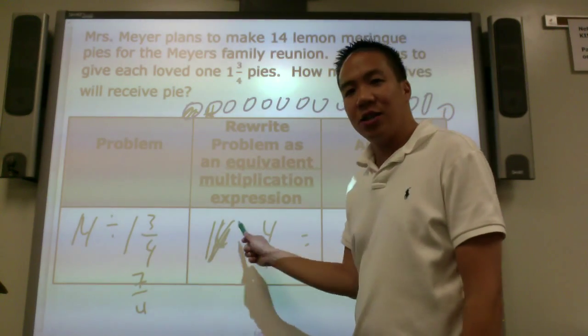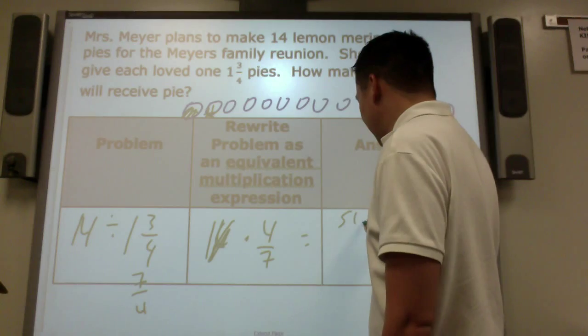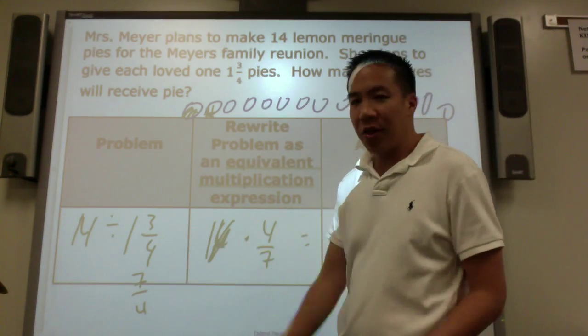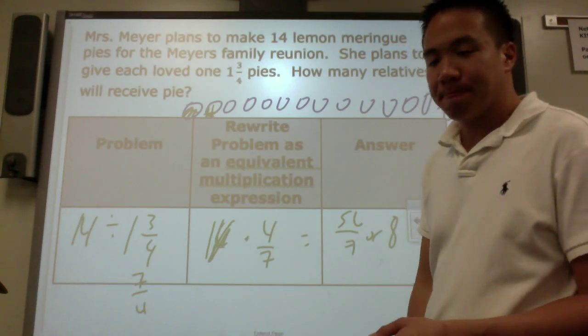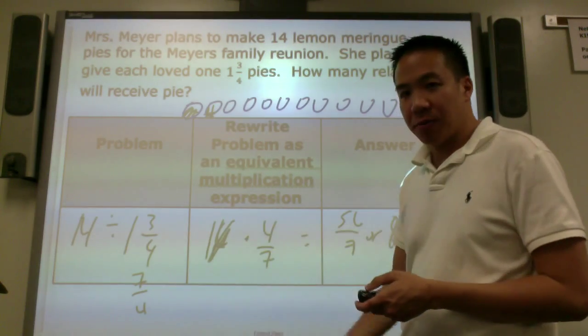So what's 14 groups of 4/7? That'd be 56/7 or 8. There are 8 groups of 1 and 3/4 in 14 pies.